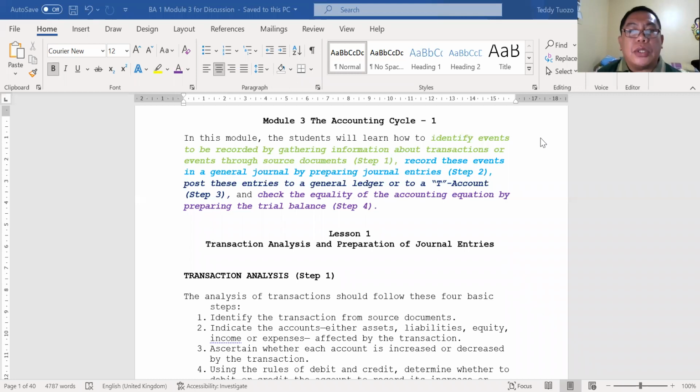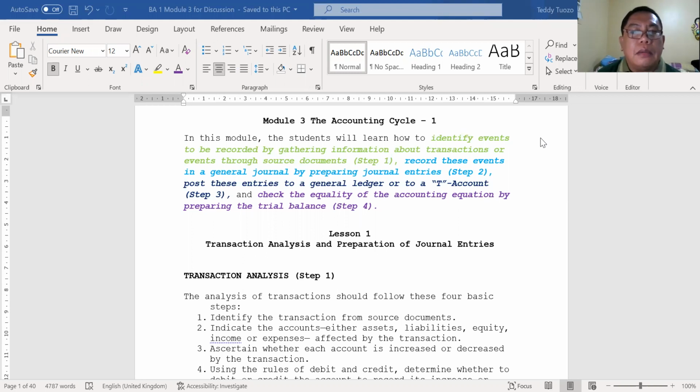Record these events in a general journal by preparing journal entries. Step number 2. Post these entries to a general ledger or to a T account. And that is step number 3. But here, you will only learn about the preparation of the general ledger or posting the journal entries to the ledger, because you'll have already discussed how to prepare the T account in module number 2.